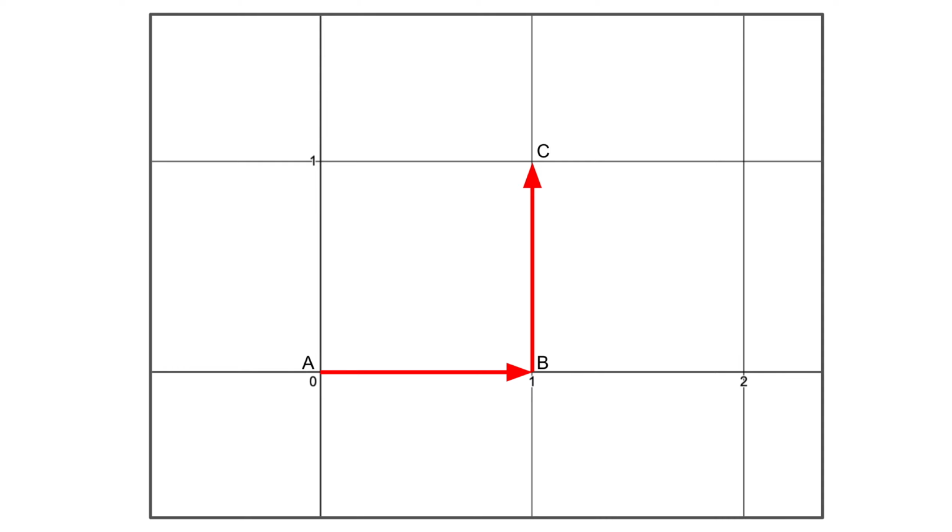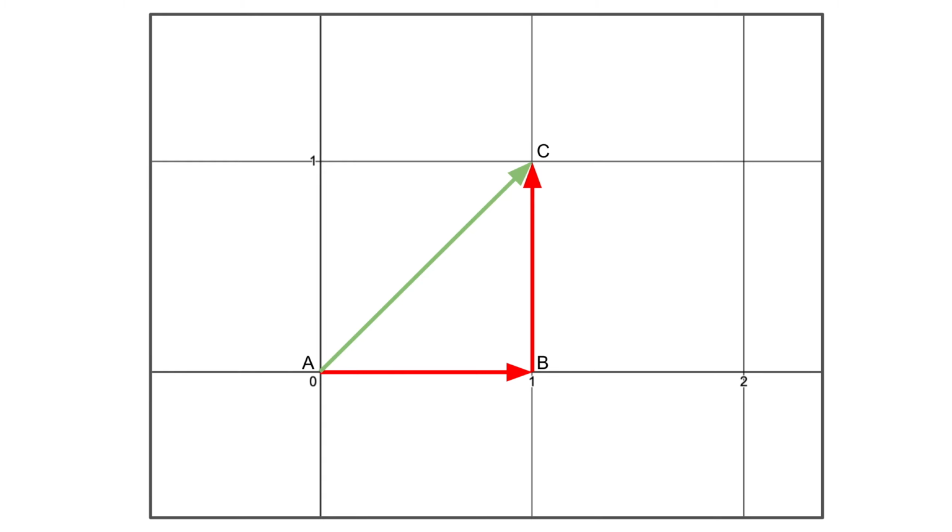But to move from point A to point C, that is a longer distance. In fact, using Pythagoras' theorem, we could calculate that distance, and it works out at root 2, so approximately 1.4. Now the idea of normalizing a vector is to turn this vector AC into what we call a unit vector, so a vector of length 1.